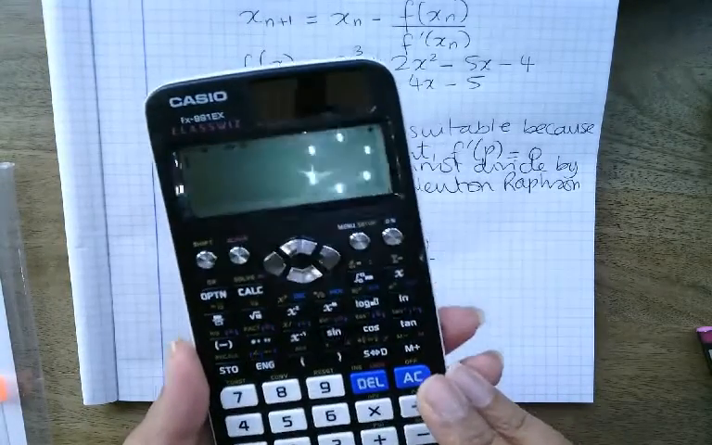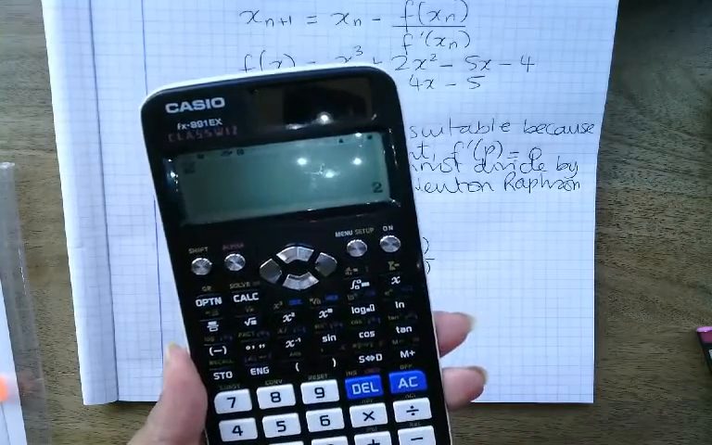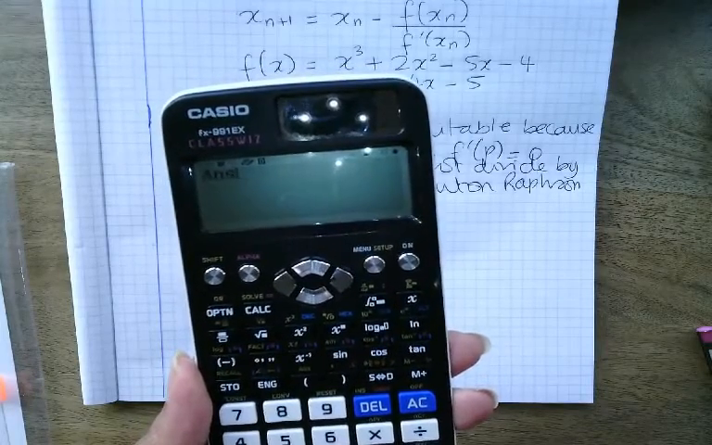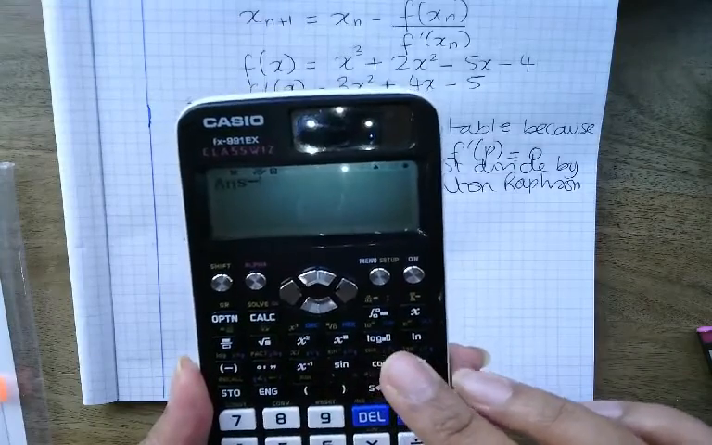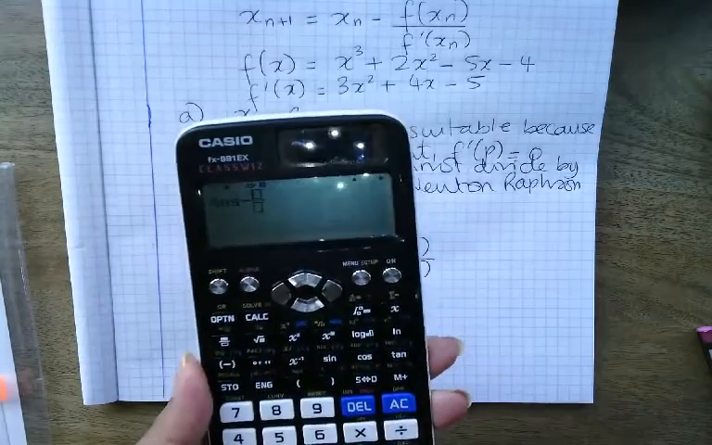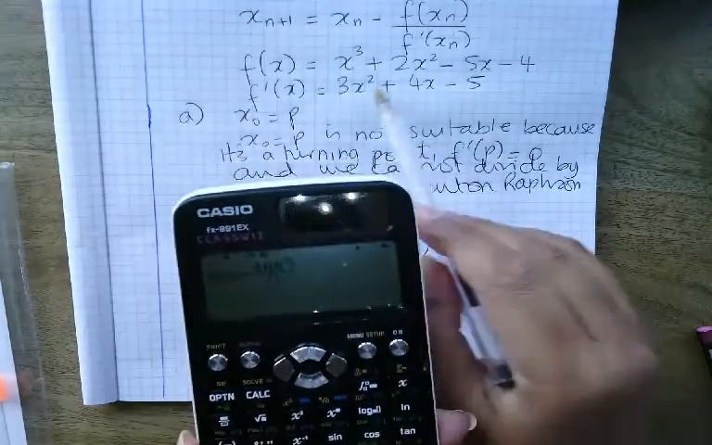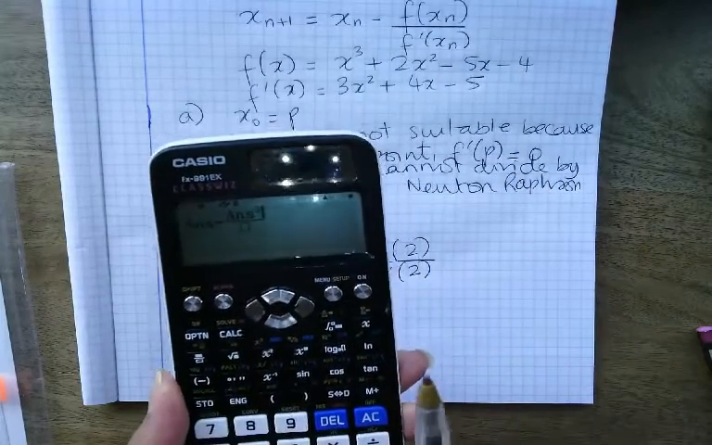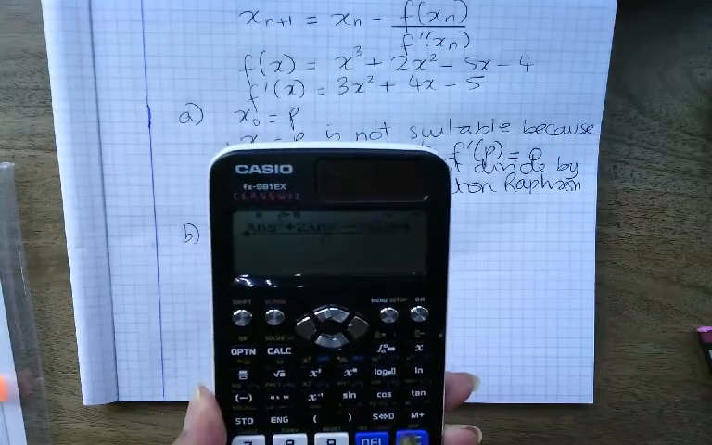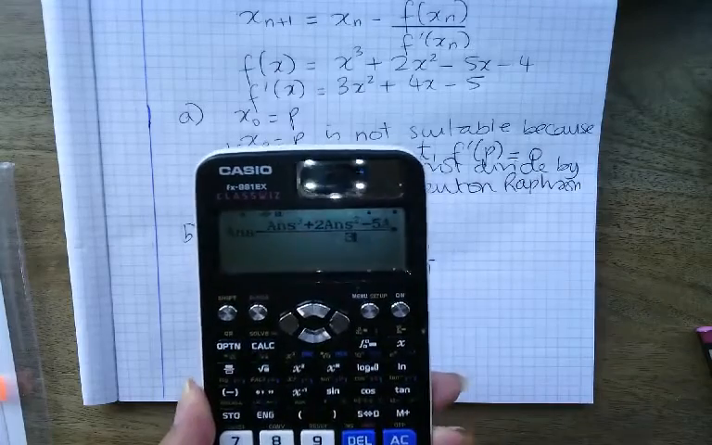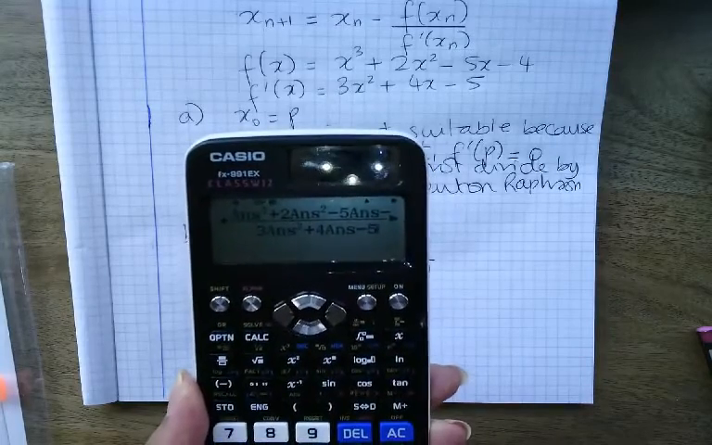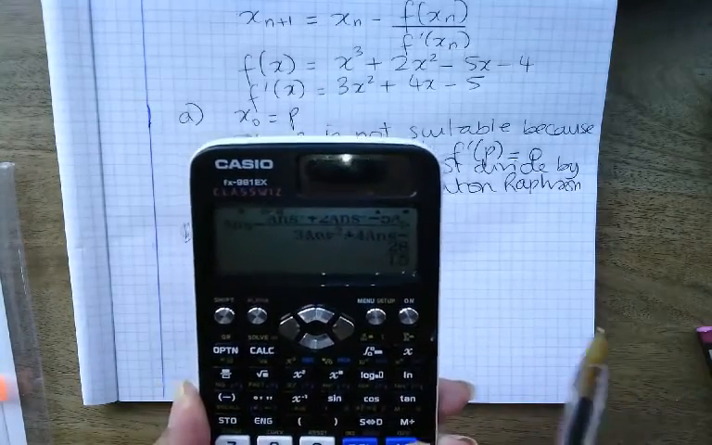So the starting value is 2, so I'm going to press 2 and click equals. That now becomes my answer. Then I will type the Newton-Raphson formula in terms of answer. So I've got answer cubed plus 2 answer squared minus 5 answer minus 4. For the denominator, I've got 3 answer squared plus 4 answer minus 5. And I press equals.